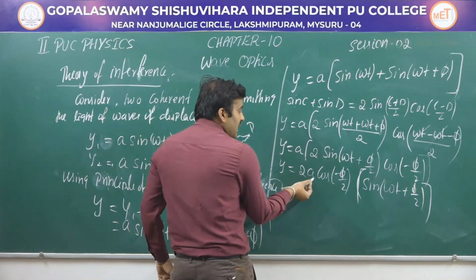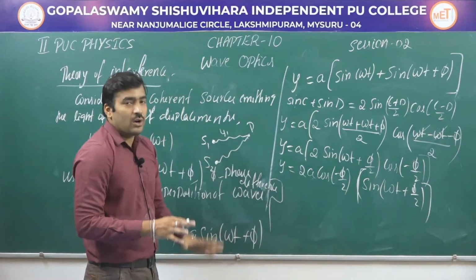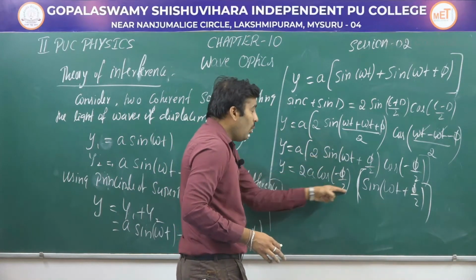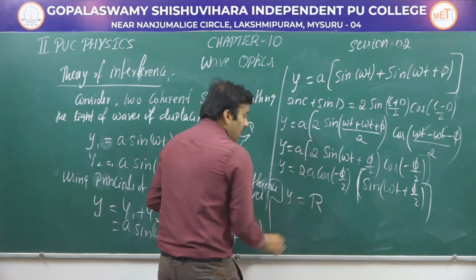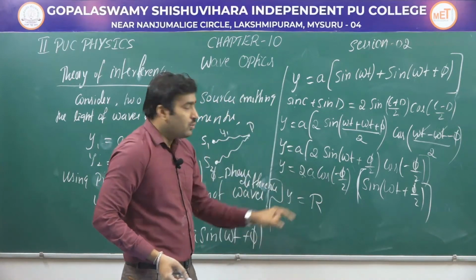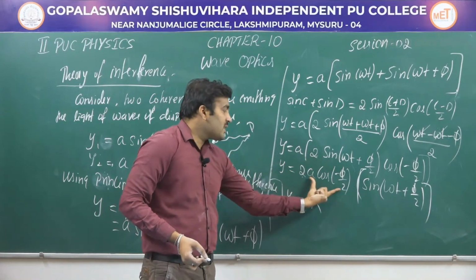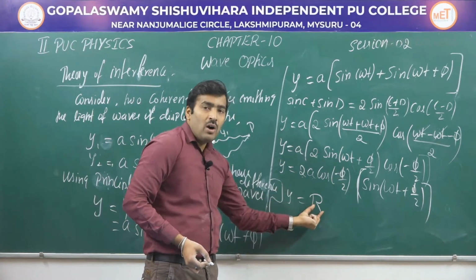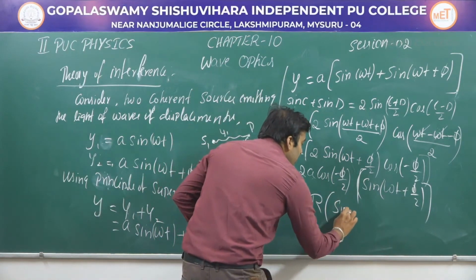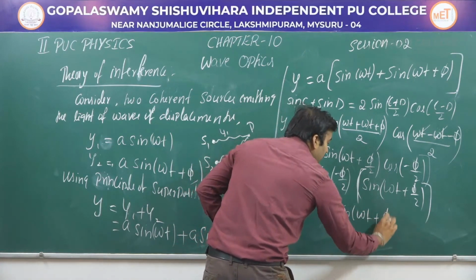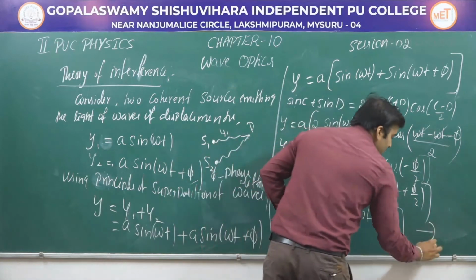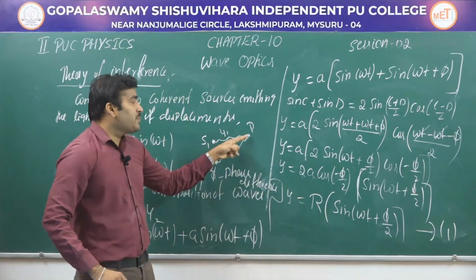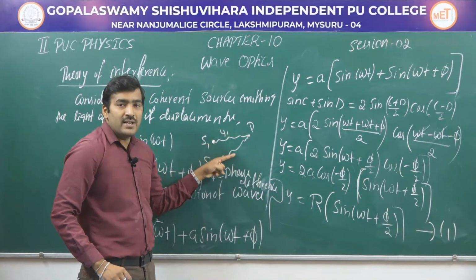Now this 2 is a constant, a is a constant, and phi is a phase difference, which is a constant for coherent sources. Therefore we can write this whole term to be equal to some R. So R is the resultant amplitude. This is nothing but the amplitude of the wave. So we can call the amplitude of the resultant wave R. Therefore this will be R into sine of omega t plus phi by 2. Now take this as equation number 1. That equation number 1 gives the resultant displacement at this point due to the interference of these two waves.